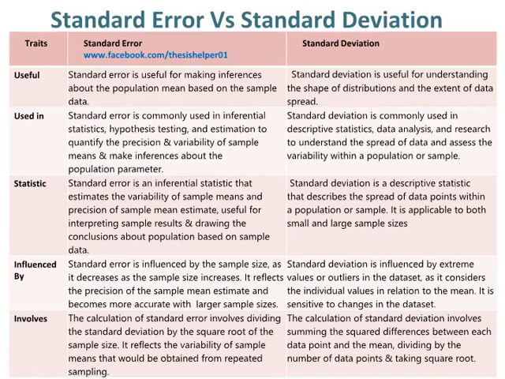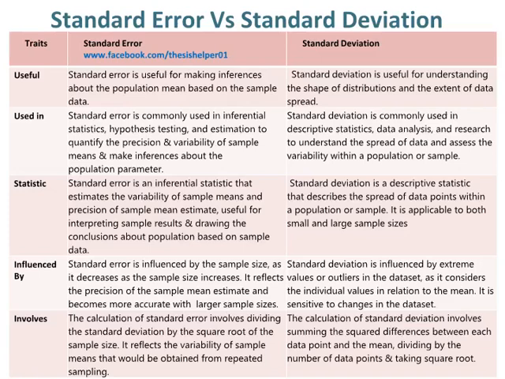Standard error is commonly used in inferential statistics, hypothesis testing, and estimation to quantify the precision and variability of sample means and make inferences about the population parameter. Whereas, standard deviation is commonly used in descriptive statistics, data analysis, and research to understand the spread of data and assess the variability within a population or sample.